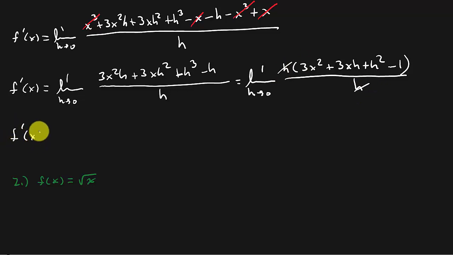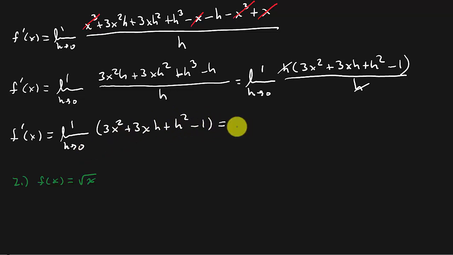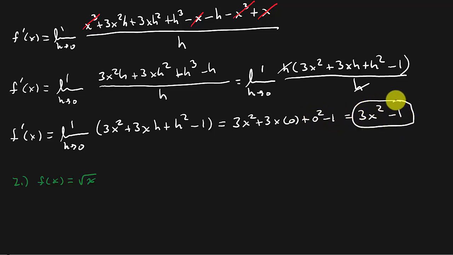And you can see here how the h terms cancel. So I get f prime of x is equal to the limit as h goes to 0 of 3x squared plus 3xh plus h squared minus 1. And now we plug in 0 for h, so that's 3x squared plus 3x times 0 plus 0 squared minus 1, which is just 3x squared minus 1. And there's our answer.